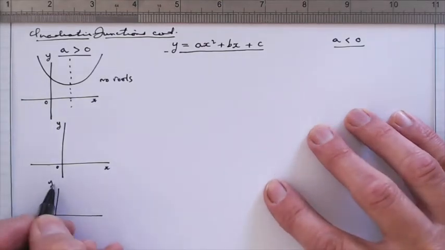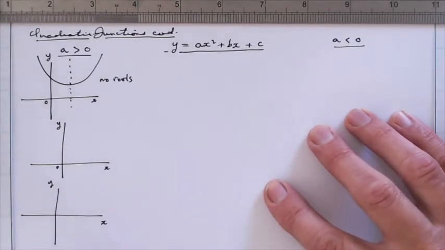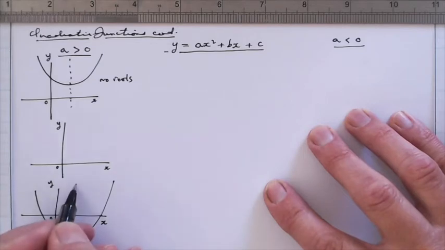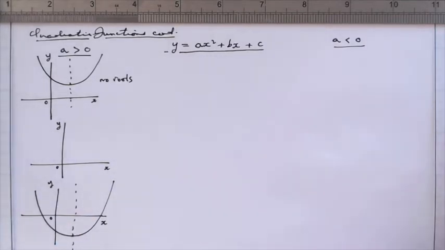On the other hand, depending on the values of a, b and c, although I'm taking a positive here, we might have a parabola that looks like this. Well, it has a nice axis of symmetry. Okay. This time it does cut through the x-axis, and here are the two roots.